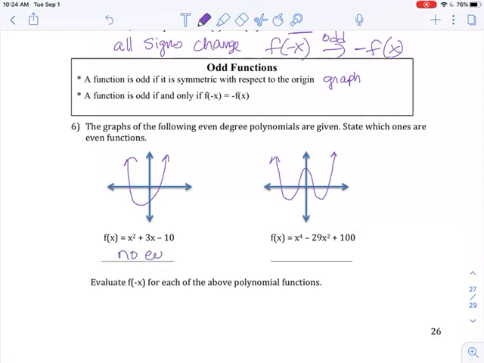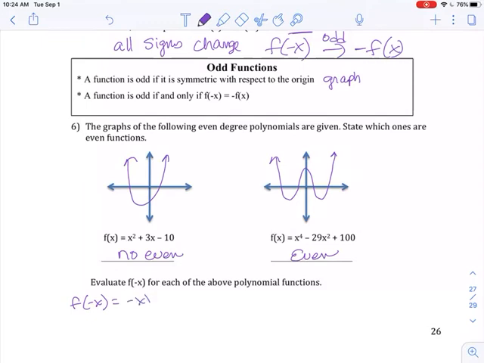So draw those in. And I'm looking at the graph. The one on the left is not even. It is not symmetric with respect to the y-axis. The one on the right is even because it is symmetric with respect to the y-axis. Now let's do that same trick that we were doing up above.